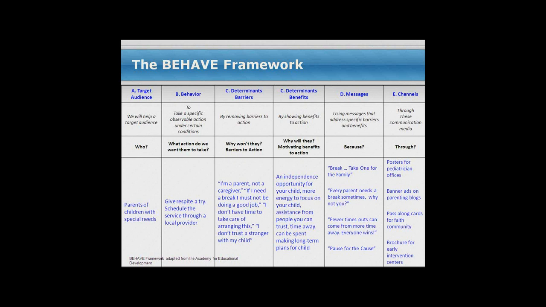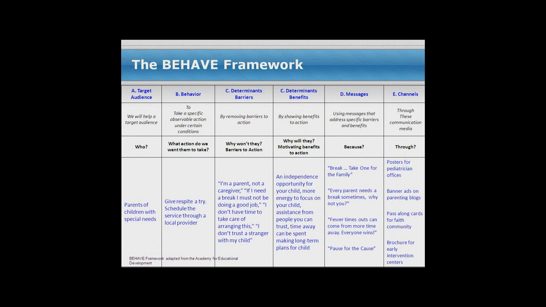Our very last sample is our last one. We have several that we're working on, but I included two in this presentation. Parents of children with special needs: give respite a try, schedule the service through a local provider. Same thing, they're not self-identifying as a caregiver. They were identifying as parents.